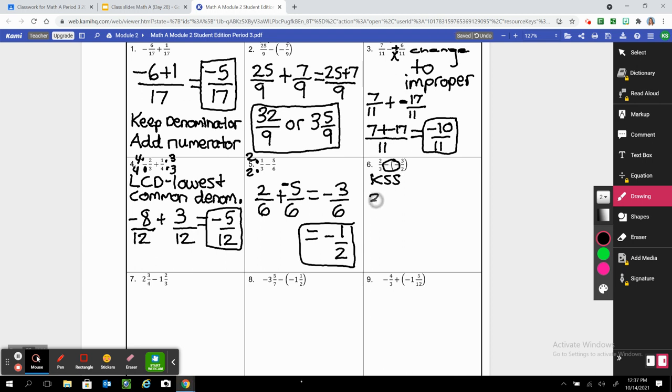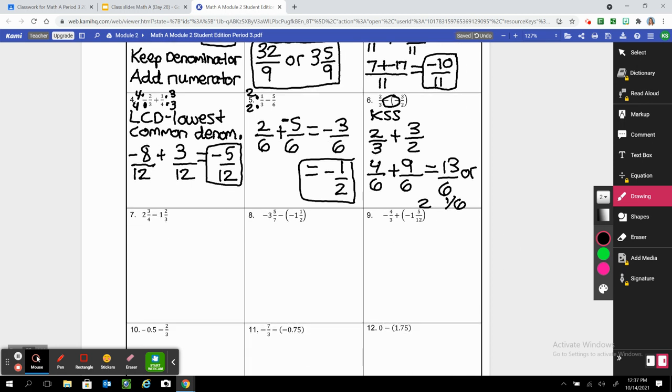So I'm going to change this to 2/3 plus 3/2. Then I'm going to find a common denominator of 6. So the first fraction becomes 4/6, and the second fraction becomes 9/6, which will simplify to 13 over 6 or 2 and 1/6. Either one is acceptable. Okay, let's move on to the next one. Can box this all up.